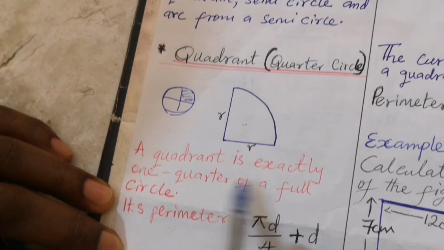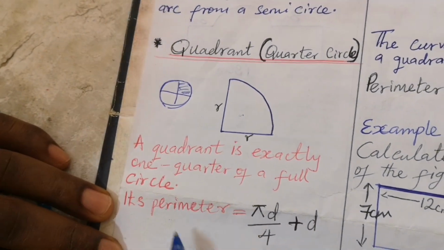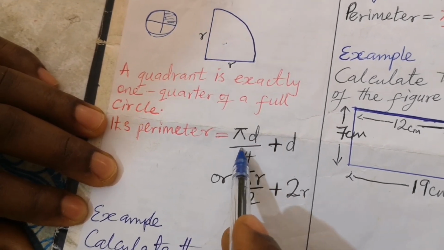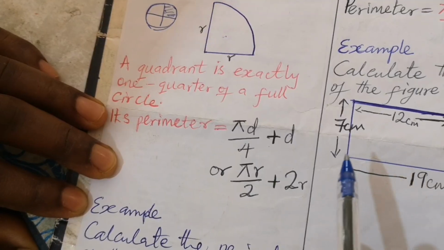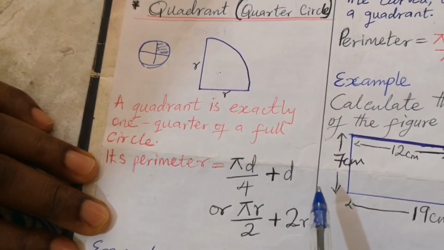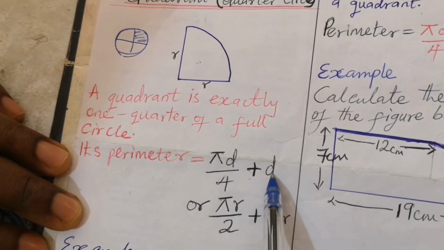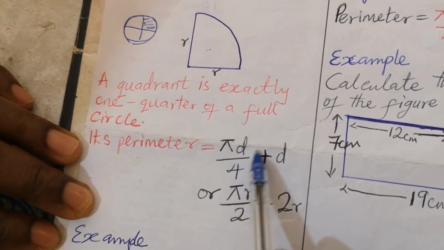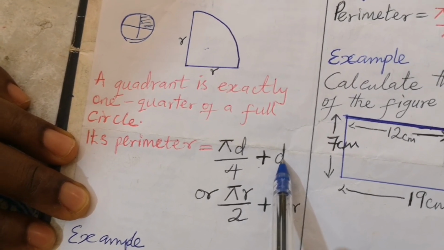A quadrant is exactly 1/4 of a full circle, and the perimeter is gotten with this formula: pi d all over 4 plus d. The formula for calculating perimeter of a quadrant is what? Pi d all over 4 plus d. Now this d is the diameter of the quadrant.